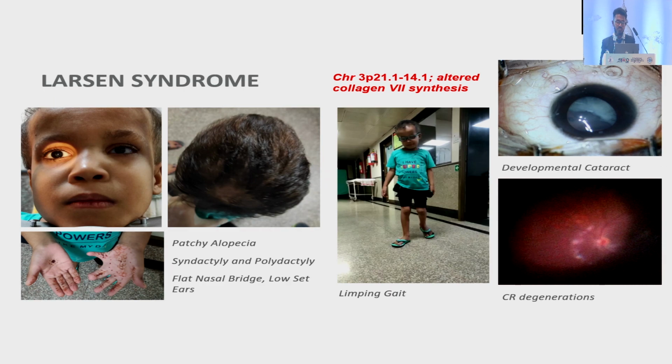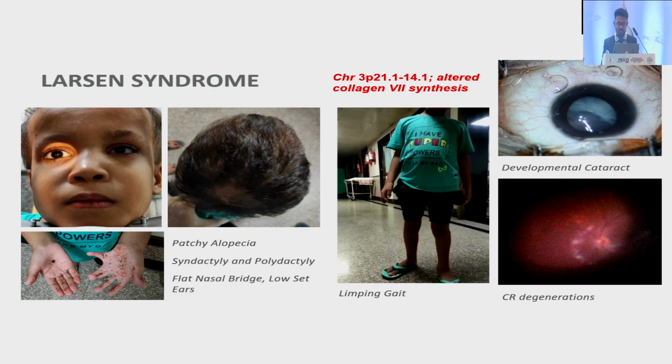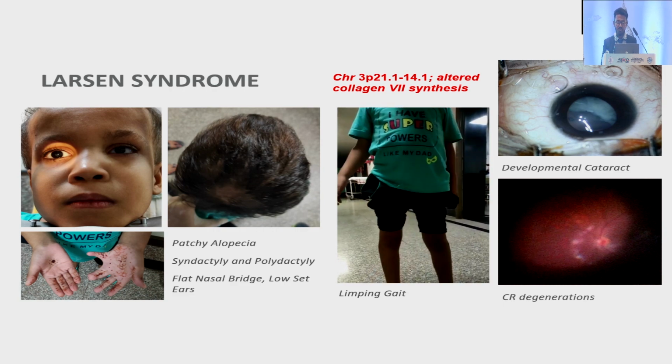Then Larsen syndrome, which is a collagen synthesis defect, presents with developmental cataract, patchy alopecia, syndactyly, polydactyly, and low set ears, along with a limping gait as seen in this video. Along with this, on fundus evaluation, there is diffuse chorioretinal degeneration.